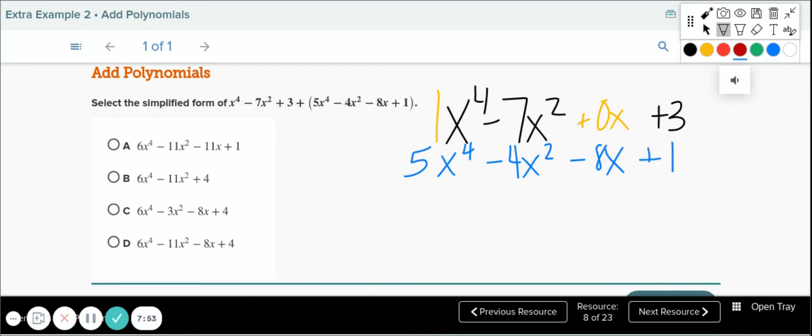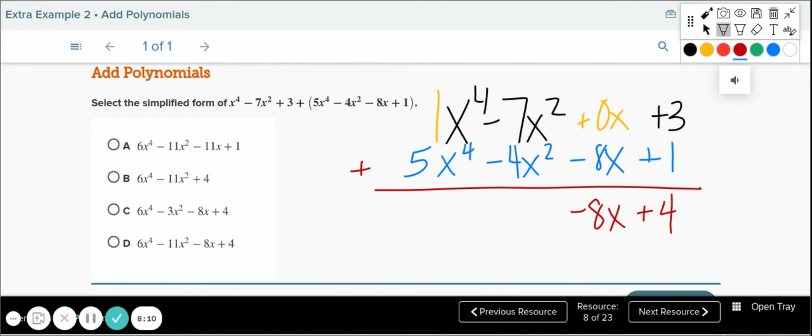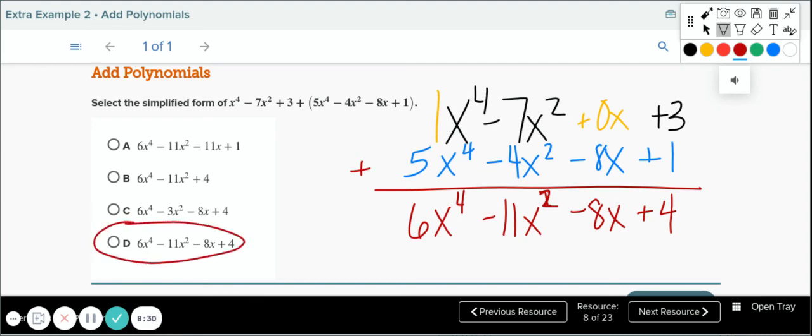So now I'm ready to add all the like terms. We are adding everything. So 3 plus 1 is a positive 4. And 0 minus 8 is negative 8, and the term is x. Negative 7 minus 4 is negative 11, and the term is x squared. 1 plus 5 is 6, and the term is x to the fourth. So your answer should be D, 6x to the fourth minus 11x squared minus 8x plus 4.